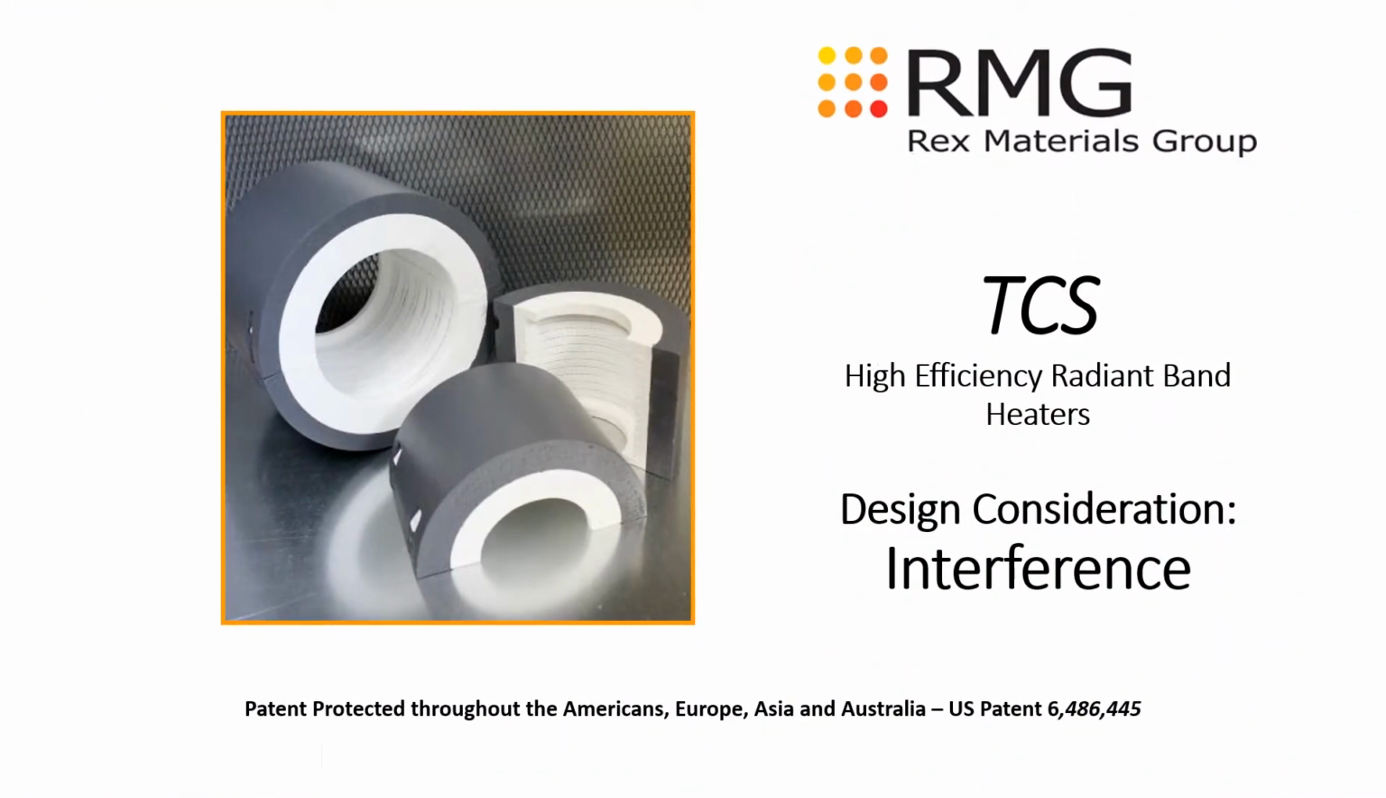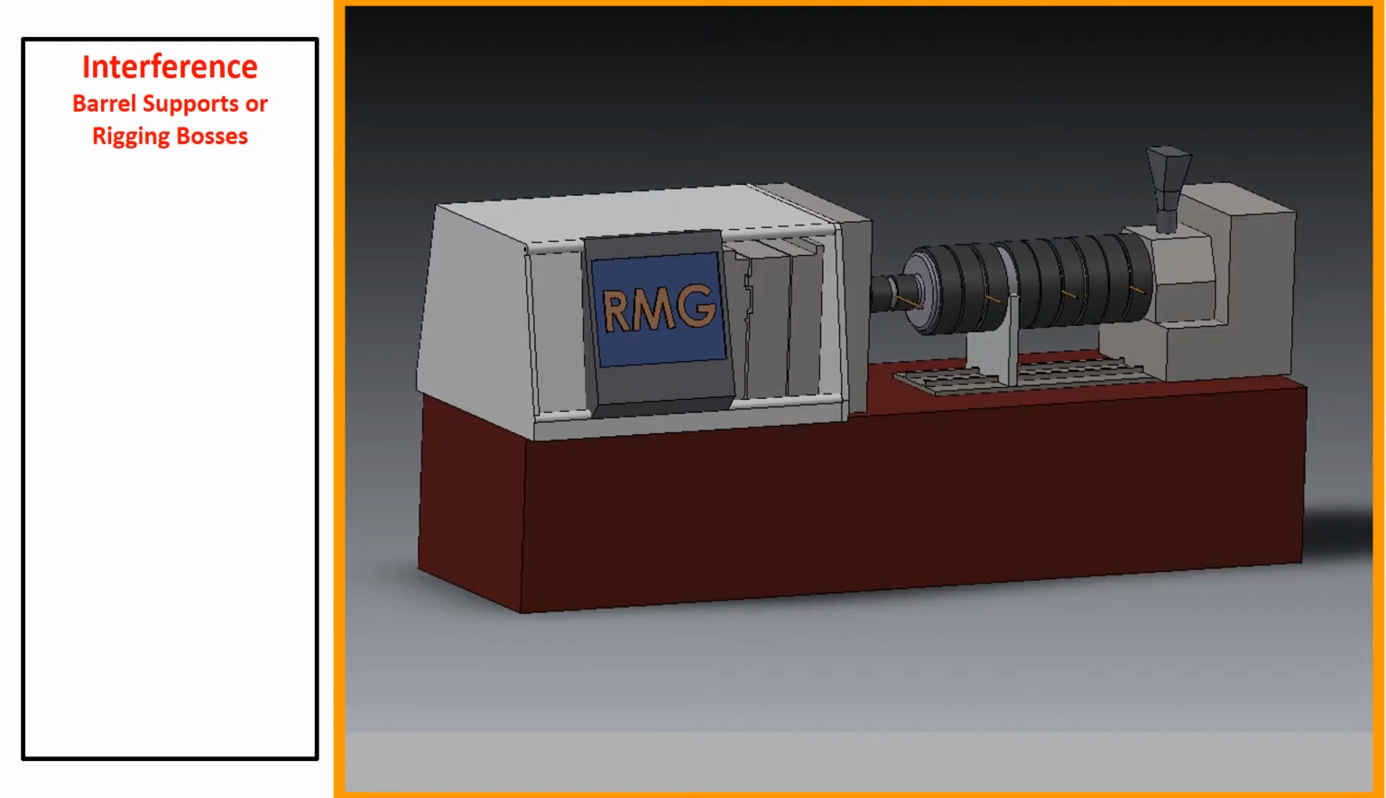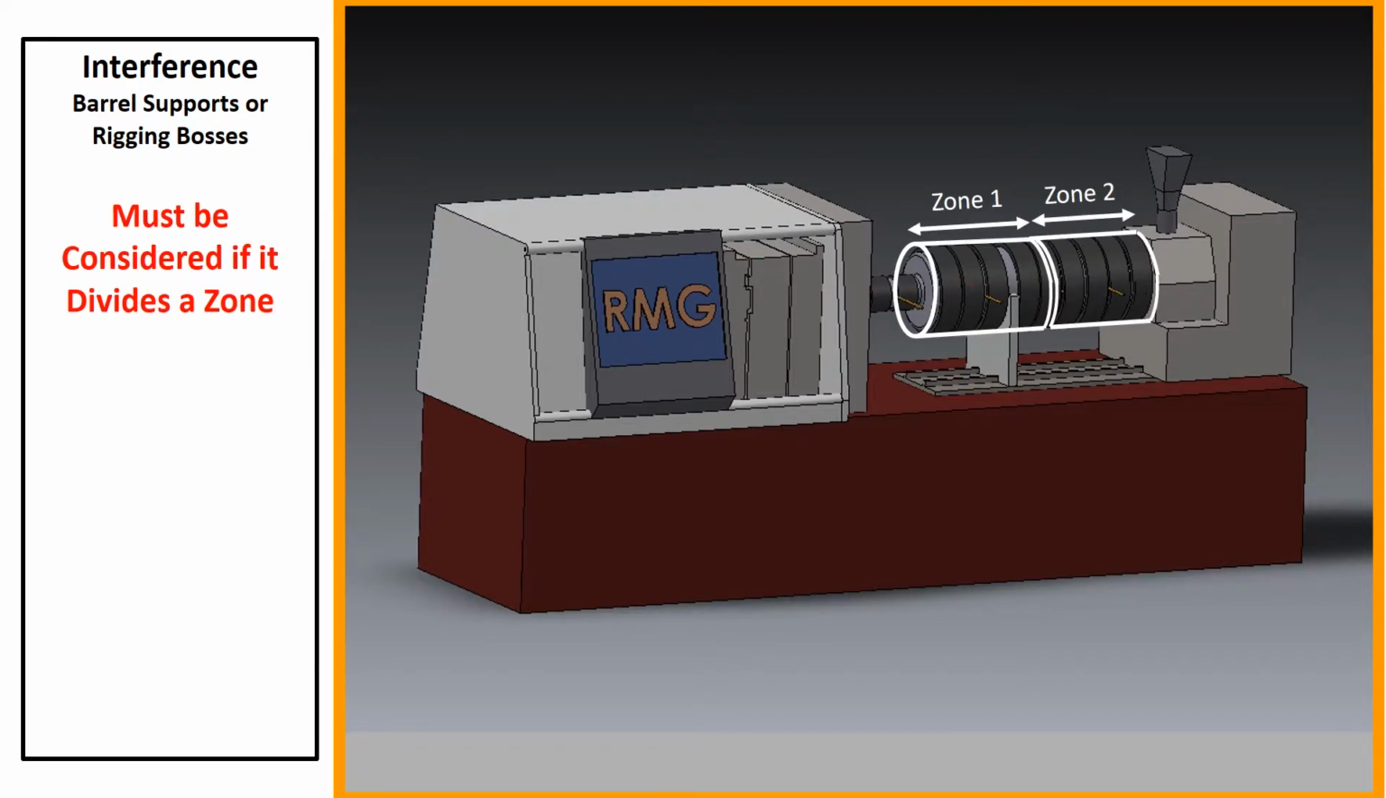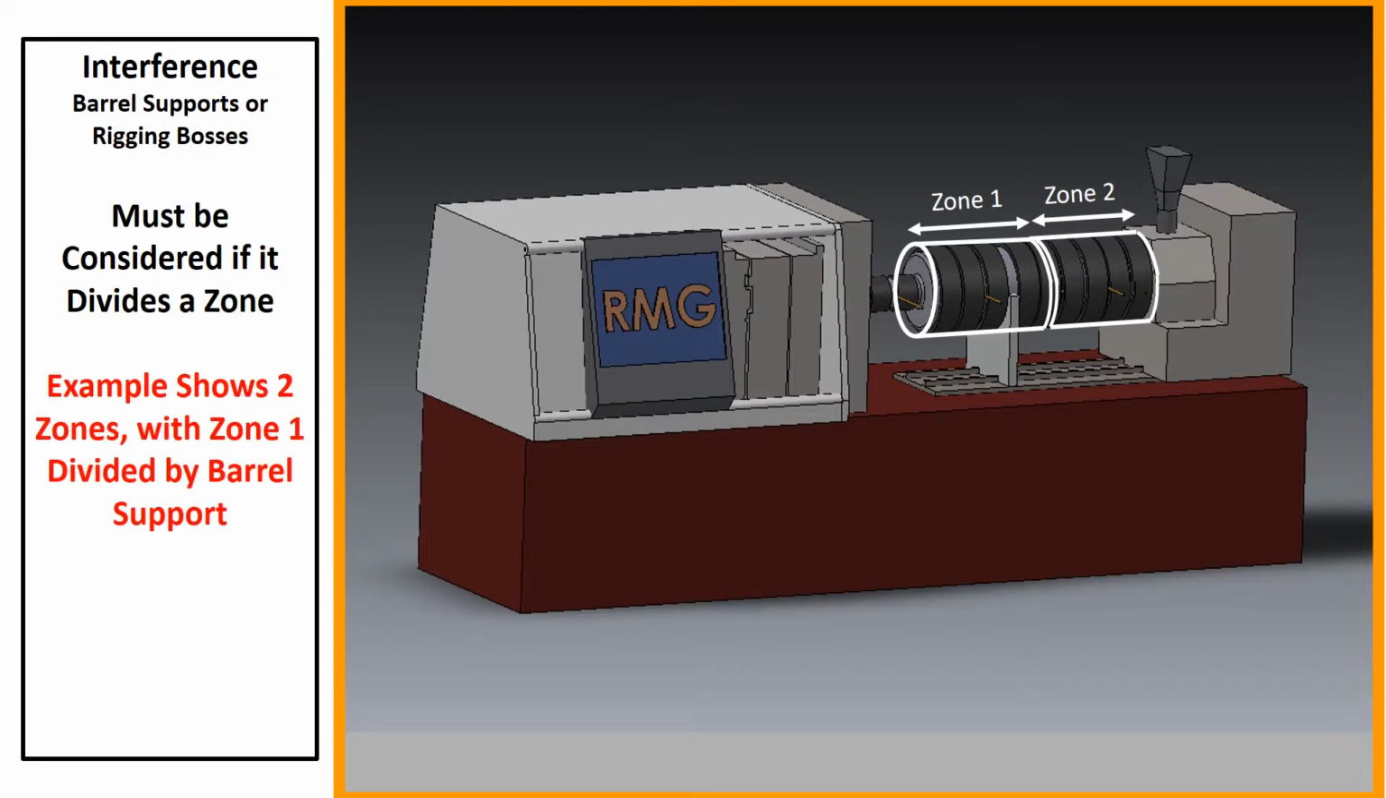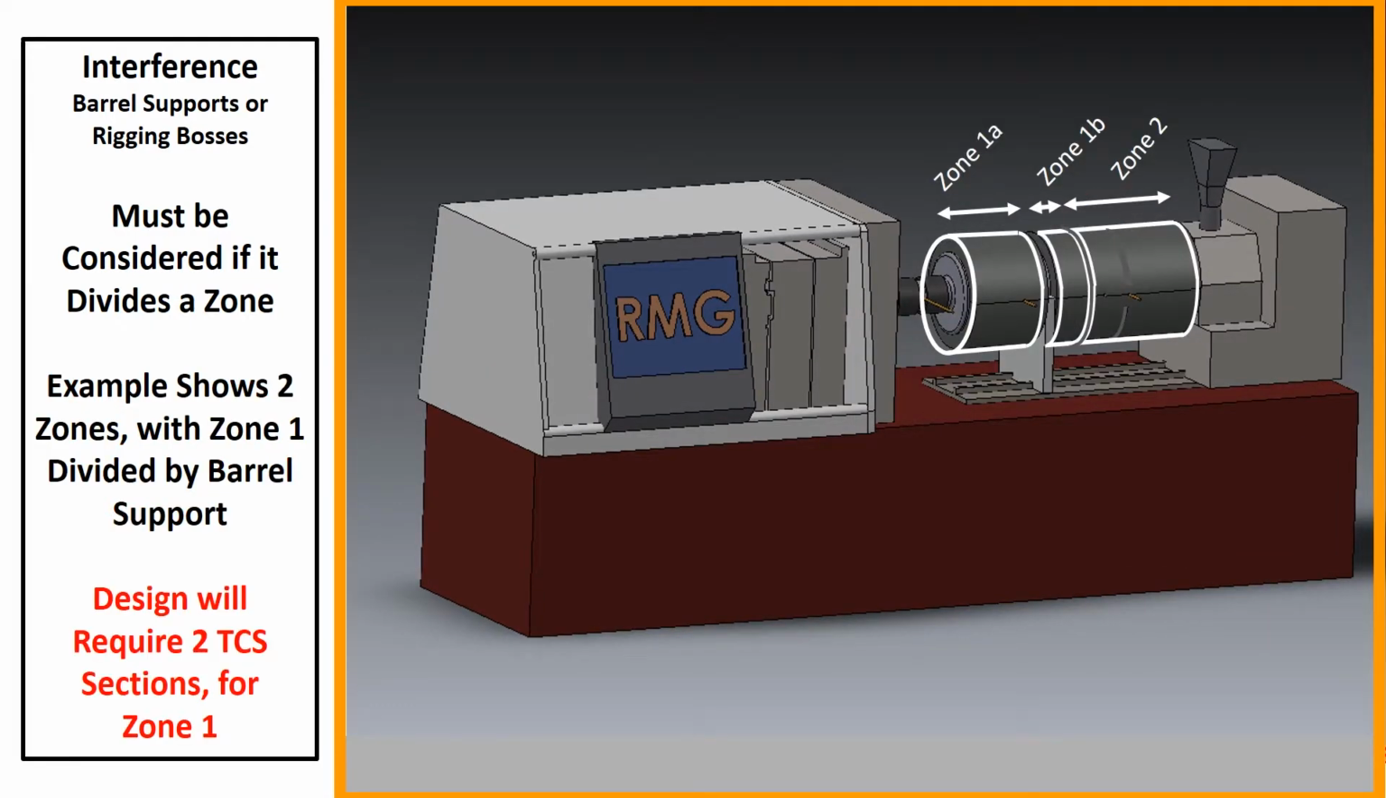A key design consideration is associated with interference, or any hardware or structures that limit access to the barrel for installation of TCS. Examples are barrel supports or rigging bosses. The interference must only be considered if it divides a zone. This example shows 2 zones, with zone 1 divided by a barrel support. And as such, the design will require 2 TCS sections for zone 1, labeled here zone 1A and 1B.